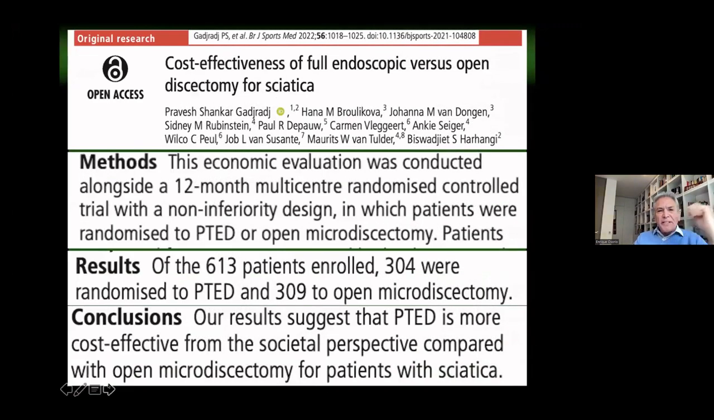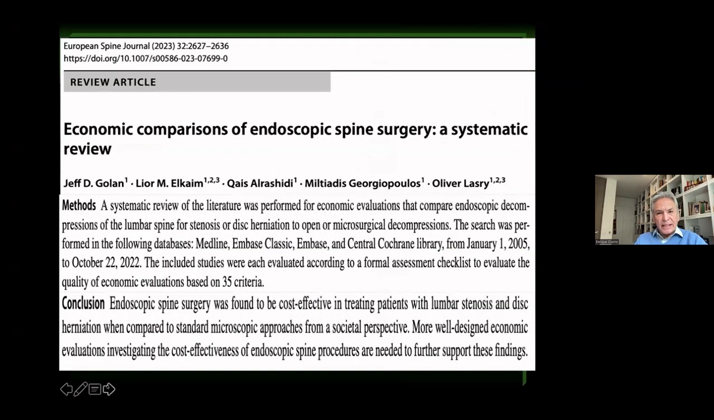And in relation with the cost effectiveness of full endoscopic versus open discectomy, the conclusions say that the endoscopic is more cost effective from the societal perspective compared with open microdiscectomy for patients with sciatica. And this another study in the same way, the comparison from the economic point of view.